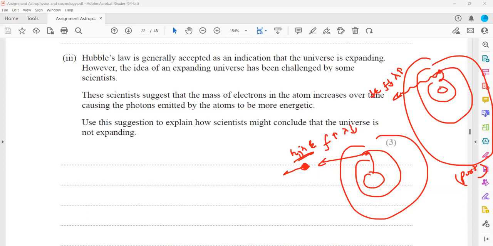What we assume is that the photon emitted by the electron now and in the past were the same. But now it is found that some of the electrons are increasing in mass, so they emit a high energy photon or a shorter wavelength. So what might happen is that the photons coming from those galaxies might be emitted from electrons which are lighter, so they emit a longer wavelength. Instead of the galaxy moving away from us, the longer wavelength might be due to the lighter electron rather than the movement of the galaxy.